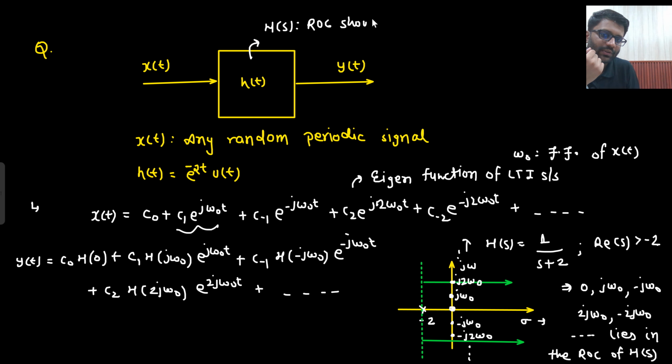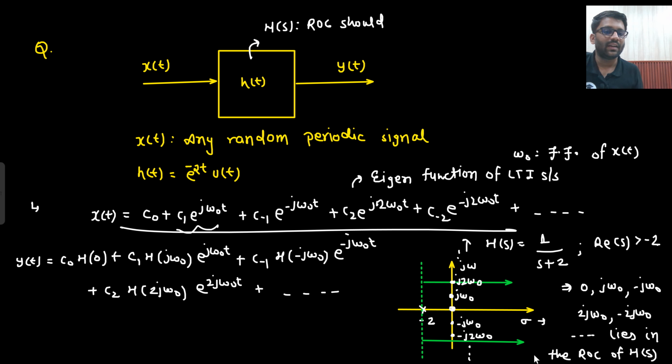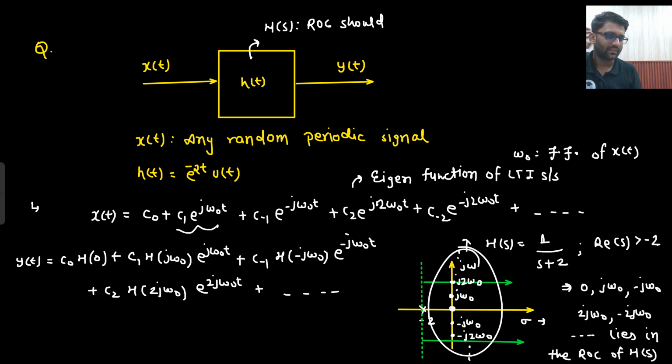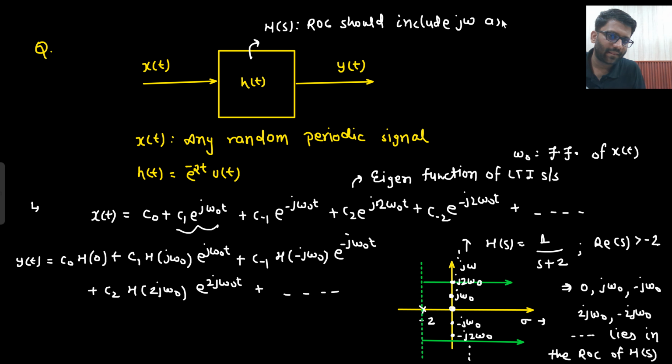ROC should include the j omega axis, because if it is not including the j omega axis, then all these points will not lie in the region of convergence, then they will not be the eigen function of the LTI system. So if you want them to be eigen functions of the LTI system, that means in the region of convergence all these points should lie. What does that mean? That ROC should include the j omega axis. And if ROC is including the j omega axis, that means the system is stable, right? That means h of t is absolutely integrable, and that means the system is stable.